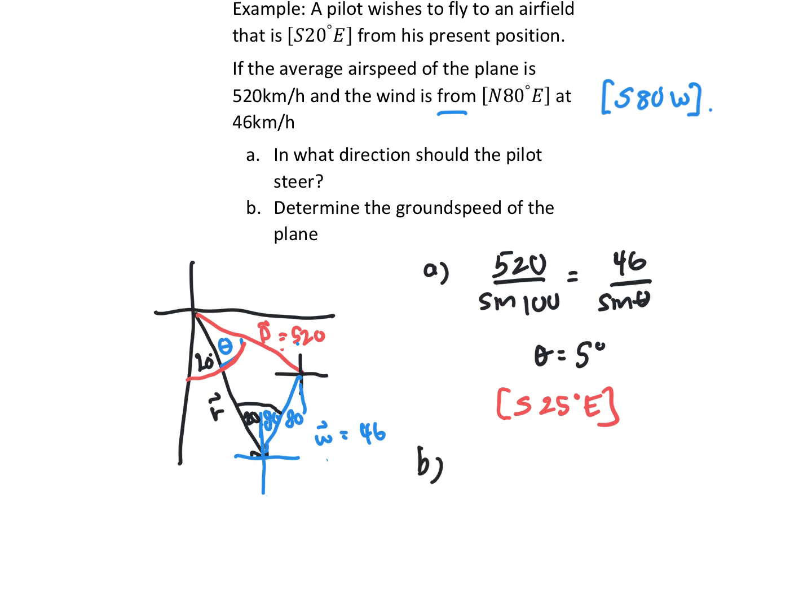So we want R. We can still use sine law because we know all the angles now. So we want the resultant speed, R, and we need the angle opposite it. So if this is 80, this is 10. And here we want this inside angle here. So we've got a Z pattern here. We know this is 25. So this inside angle is 65. So the total angle opposite R is 75.